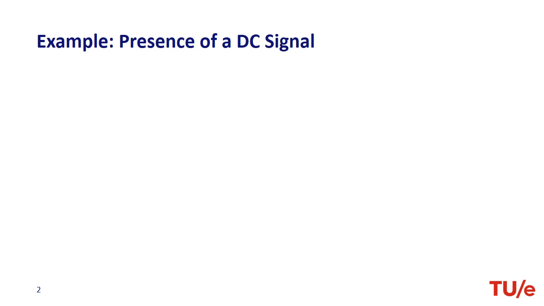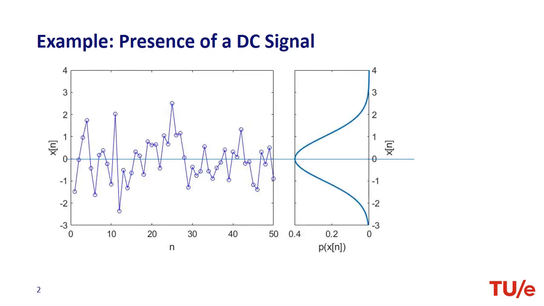Binary hypothesis testing concerns making a decision between two hypotheses regarding the presence or absence of a signal. Let's consider a very simple example to introduce the method. The signal model at hand concerns a DC voltage in additive white Gaussian noise. The additive white Gaussian noise and its probability density function is plotted here, which is also the probability density function of the data when there is no DC voltage present.